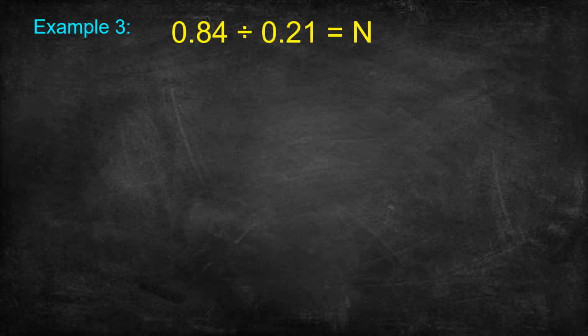Okay, now let's have example number 3. 84 hundredths divided by 21 hundredths equals n. So again, lagay natin ulit sila sa radical sign or division symbol. 84, lalagay natin sa loob ng radical sign. And then our 21 or 21 hundredths is our divisor.